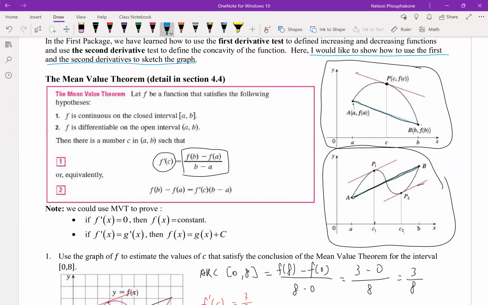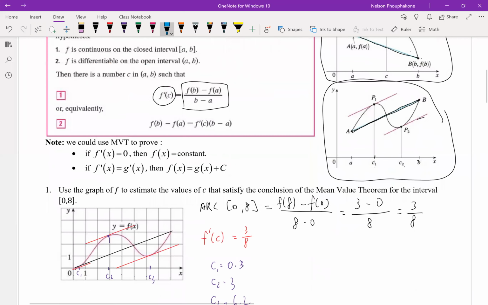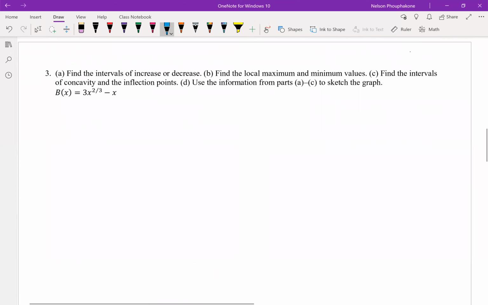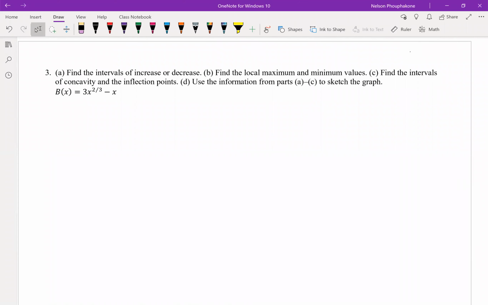But the main thing in this video is I would like to use the first and the second derivative to sketch the graph. Using techniques like the first derivative test and the second derivative test, but mainly we are using the first derivative. So now let us look at this. How do we use the first and the second derivative, or just the first derivative, to help us sketch the function?